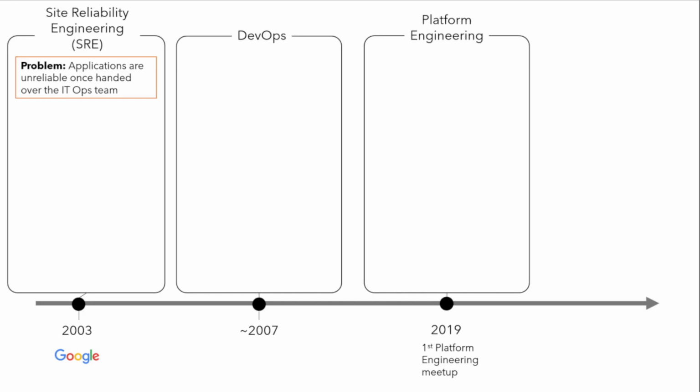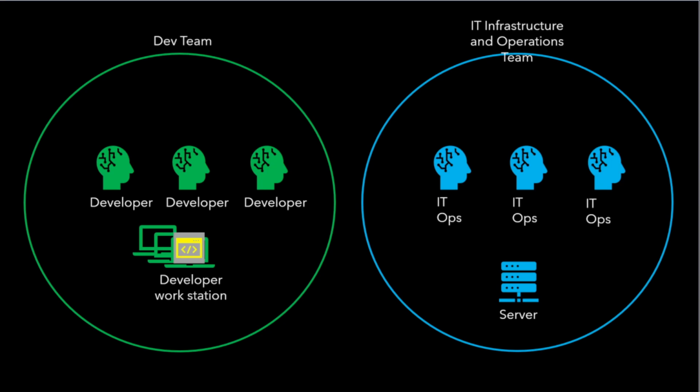Let's see how this was solved. Before the introduction of site reliability engineering, there were two types of teams inside organizations. The development team was developing applications, and once those applications were ready, they were handed over to an IT infrastructure and operations team that installed the applications on servers. The problem was that deploying those applications on servers was not a straightforward process.